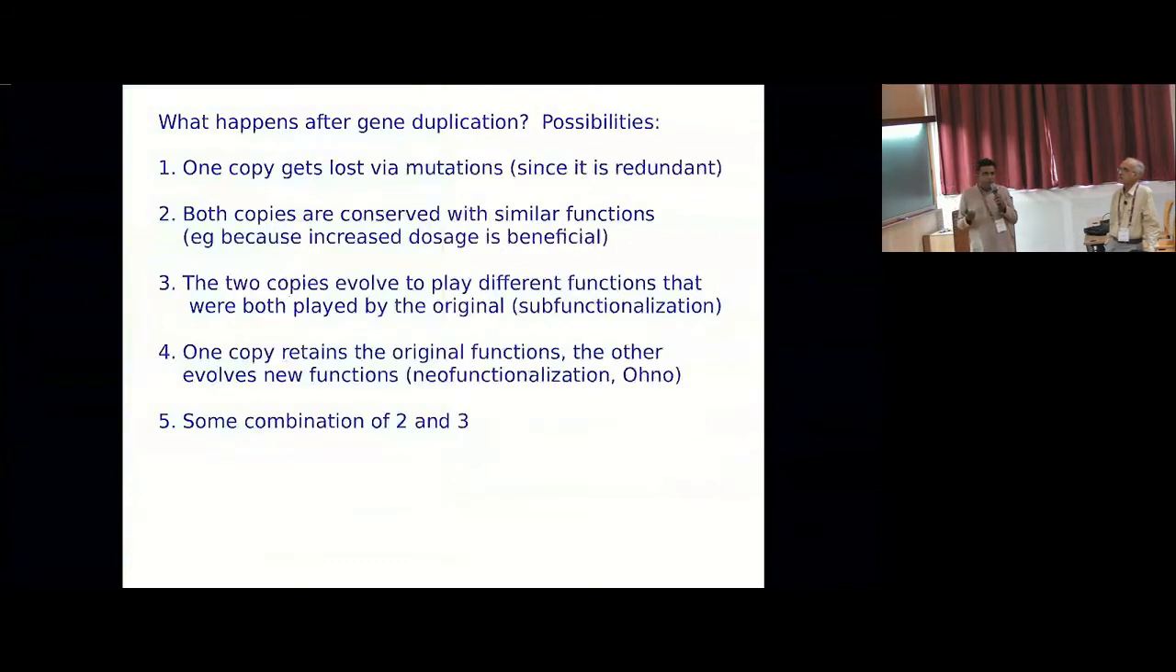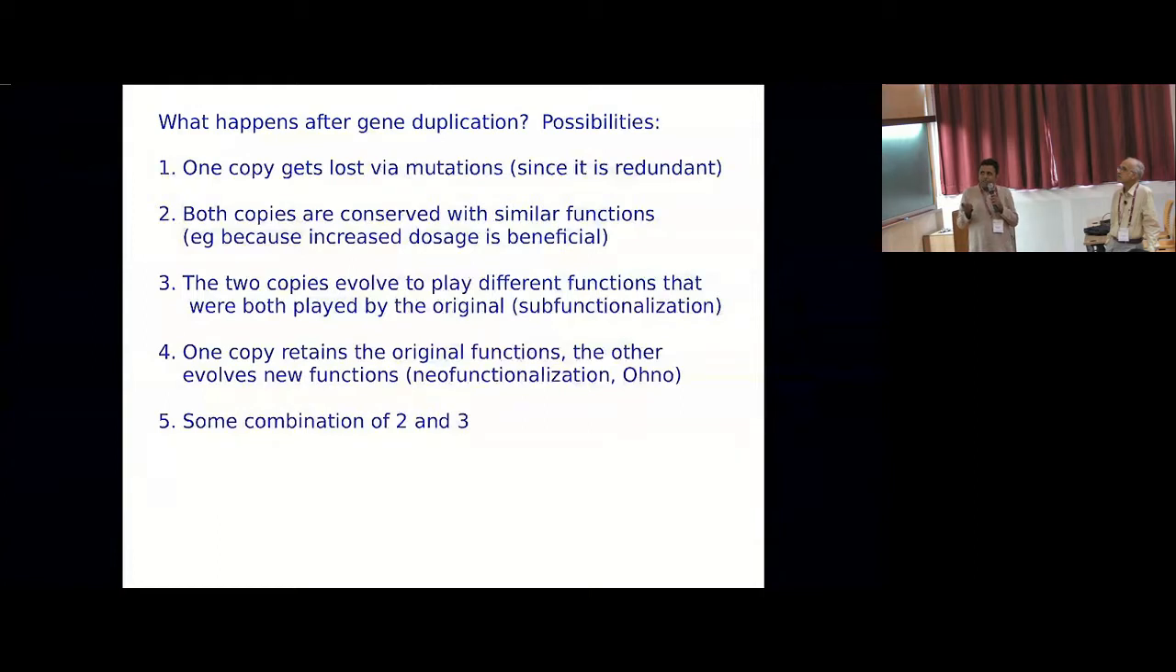So what happens when you have 2 copies of a gene? There are several scenarios. The one from S. Ohno was what's called neofunctionalization now. That is, 1 copy stays as it is, the other is free to evolve and develop new functions. The most common scenario is that 1 copy just gets lost because you don't need 2 copies, and mutations can kill off 1 copy. You could also have cases where both copies are conserved and stay more or less the same, maybe because of dosage effects, increased fitness, or whatever it is.